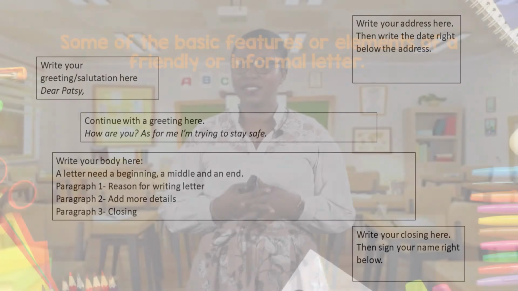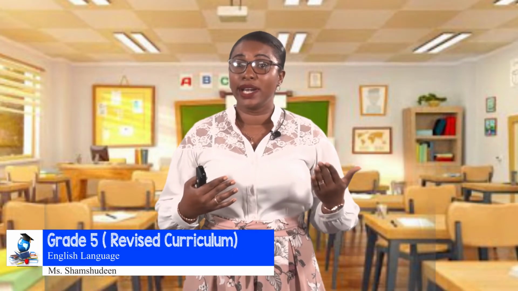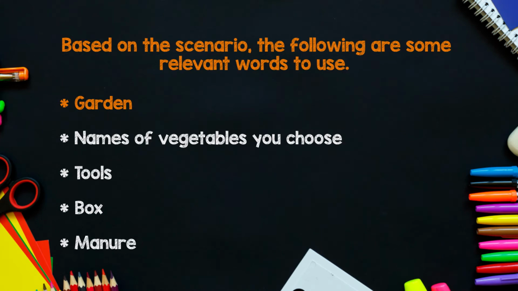Now, based on the scenario, we let our brains take us to words and ideas that will be linked to the scenario given to us. Let's look at some relevant words that we may use in our writing. Garden. We might have to find the names of some vegetables. Tools, box, manure. Those are just some of the words. I'm sure that you know many other words that I would have not mentioned.